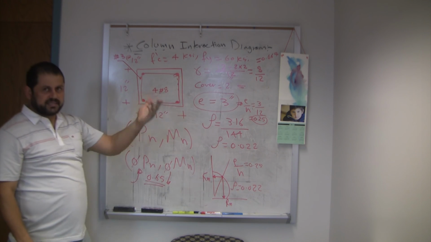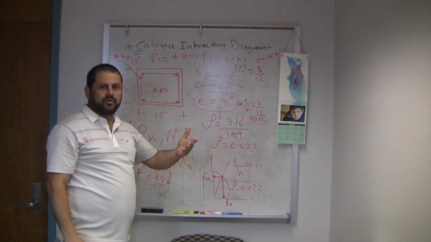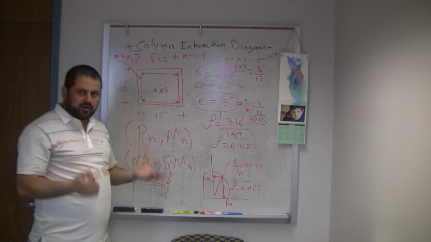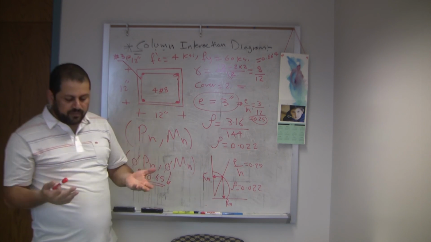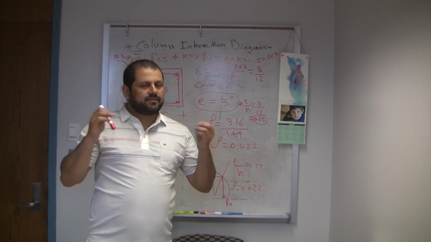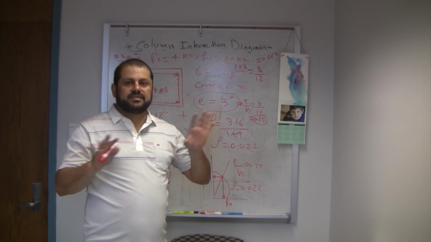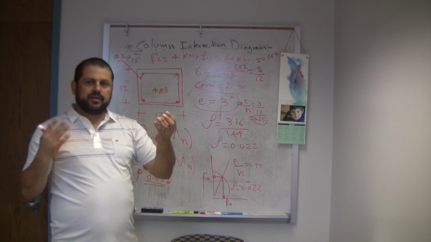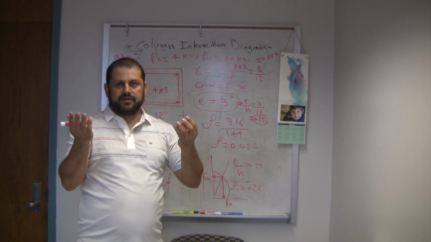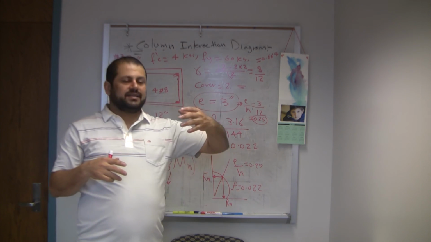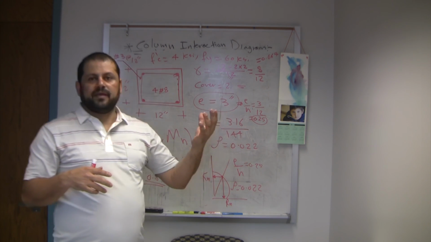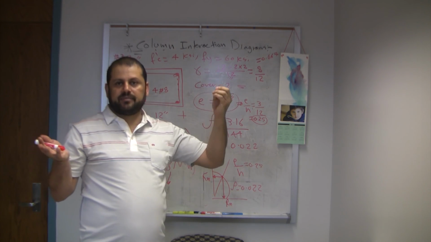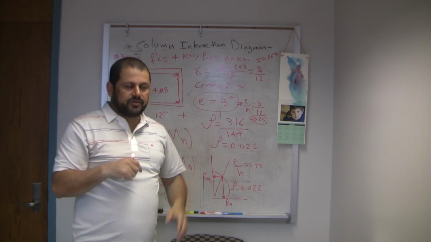In the next lecture, I'm going to have full examples from the book solved on the column interaction diagram. But this is the idea of the column interaction diagram. What's an interaction? It's very important to understand that the strength is no longer just Pn, no longer just Mn. It's a beam-column. There's an interaction between them. A change of one will change the other one. So a column may fail at 200 kip pure axial, but if you apply like 50 kip-foot, the axial strength may drop down to 120. So there is an interaction between those.